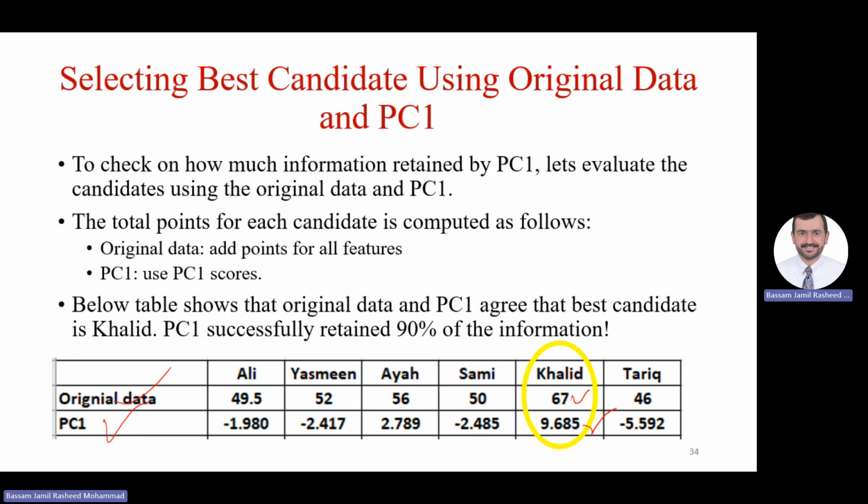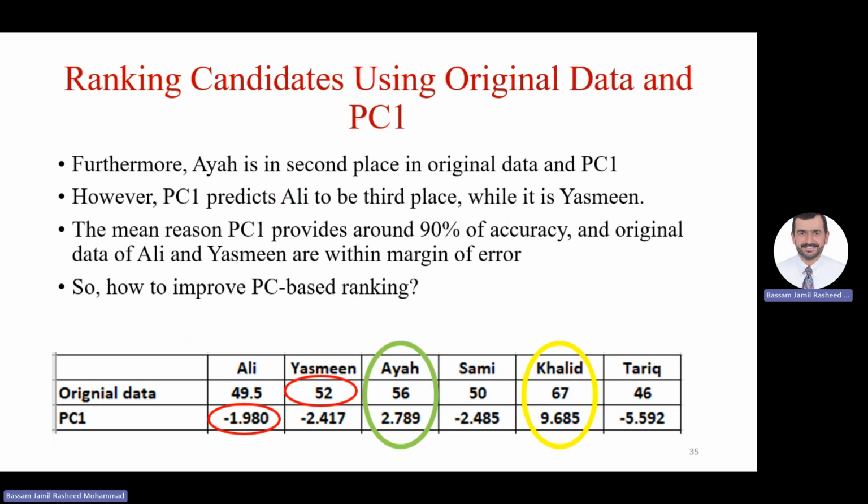Khalid in the PC1, what's your score? What we did, we multiplied the point of the sample of Khalid by the eigenvector of the PC1, and we got 9.685. Okay, so that makes sense to me. Khalid has the highest points originally, highest points with PC1. So now let's take a look at who's the second candidate as far as total points. Well, the second candidate is Aya. In the original data, she scores 56. We're done with Khalid number one, second highest is Aya.